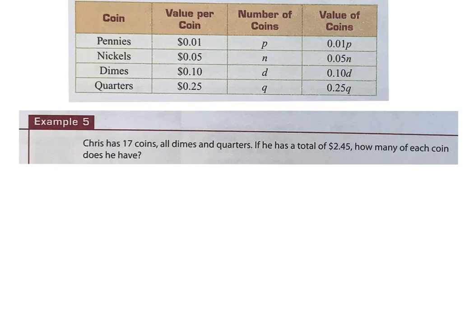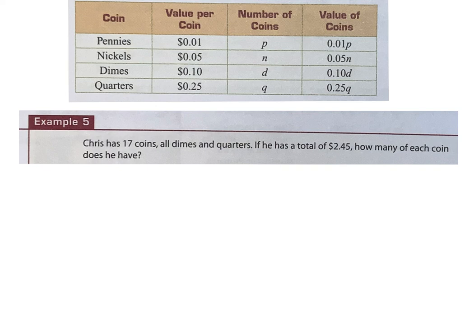The most common place of seeing these decimals is with money and with coins, all right? So hopefully you know your coins, from like, I don't know, first grade. Chris has 17 coins. They are all dimes and quarters. If he has a total of $2.45, how many of each does he have?